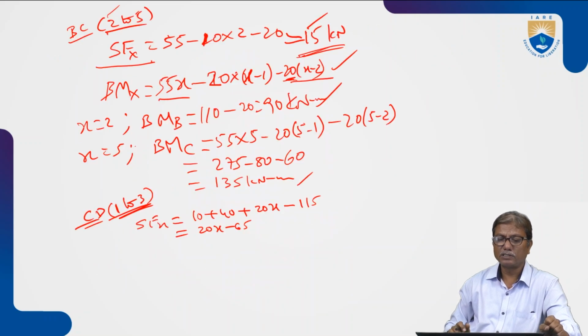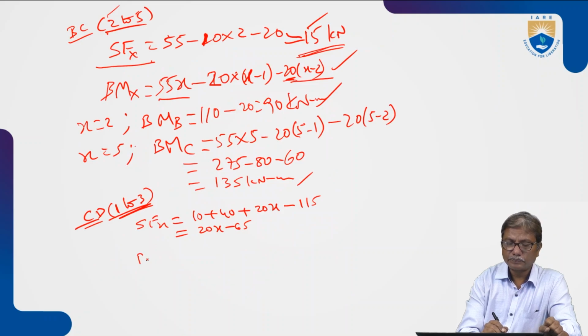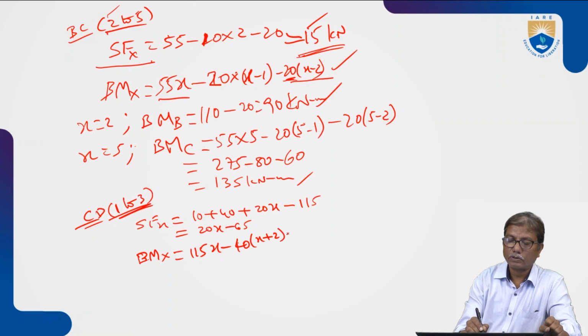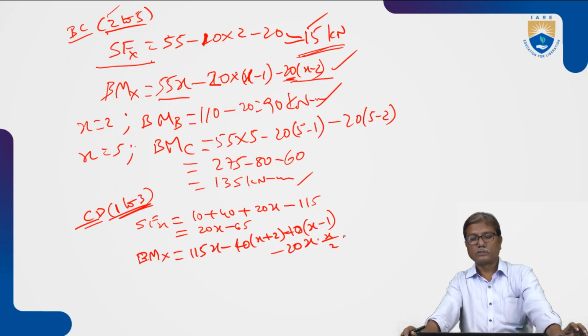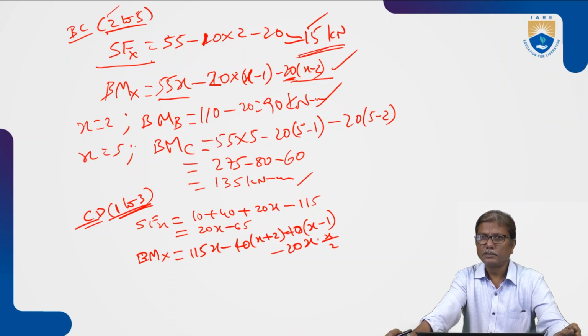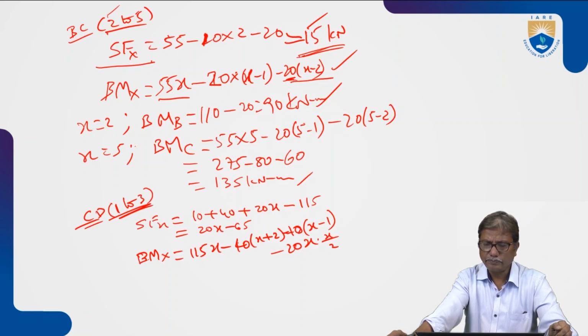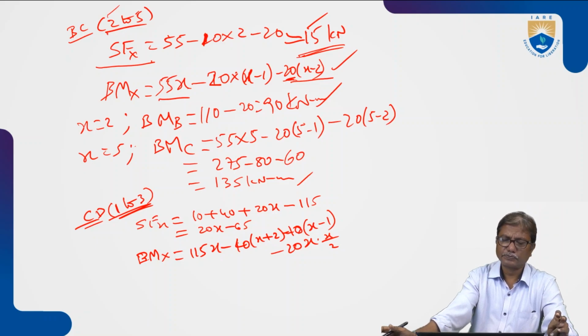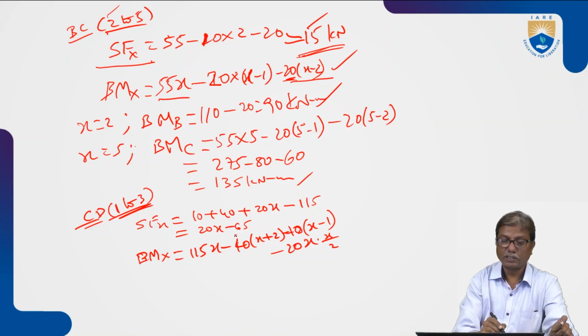So let us consider the bending moment at x: 115x minus 40 into x plus 2 minus 10 into x minus 1 minus 20 into x by 2. That is due to UDL of length x. Is it clear? Now substituting the values.